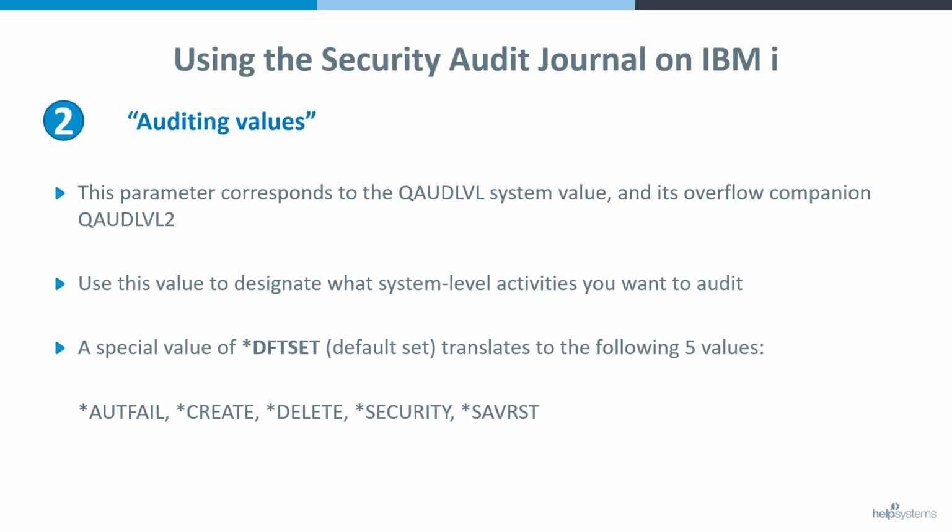If you're not sure, then there is a special value of *DFTSET. If you designate that option, it's going to translate into the following five values: authority failures, object creations, object deletions, security-centric events, and save restore activities. Although I should mention that it's really only restore activities. There was this name, it never really came to fruition, and the save activities will not be audited.